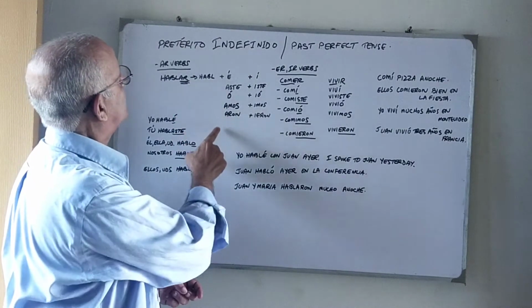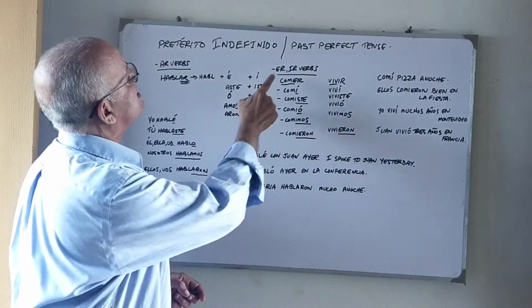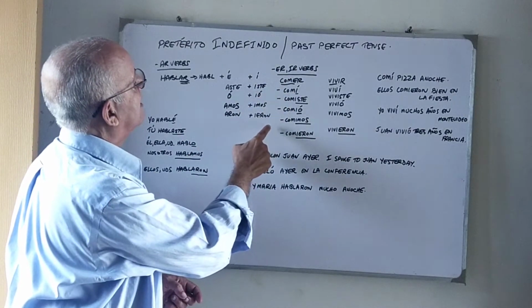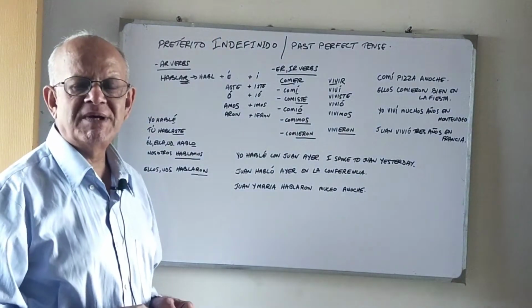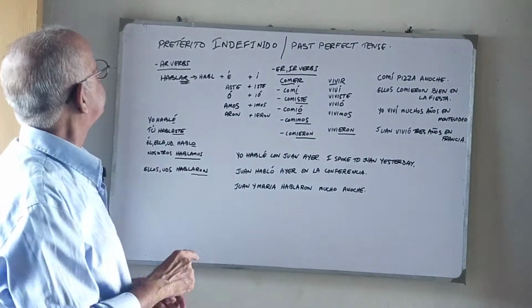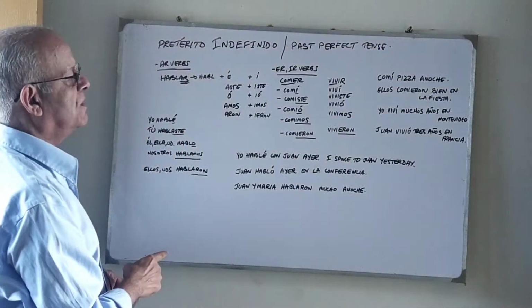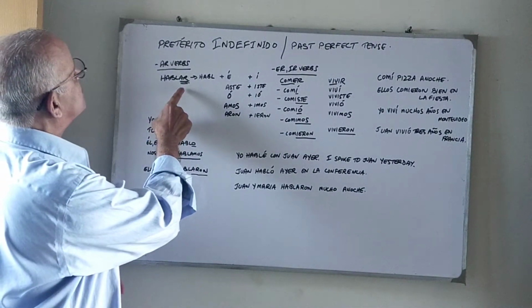AR has one rule for endings. ER and IR have another rule for the endings. They are not very difficult. Please pay attention and learn them. AR verbs, what do we do? Again, we follow the same conjugation rule.